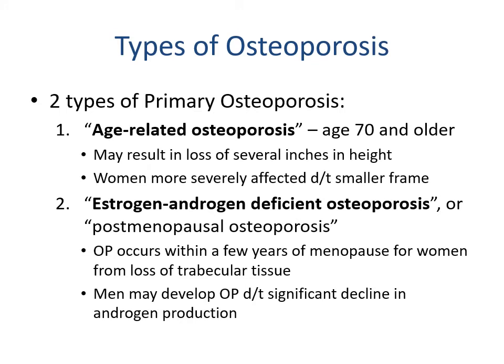Now looking at our two types of primary osteoporosis, we have age-related osteoporosis. This is looking at patients ages 70 and older, and this may result in the loss of several inches of height, and women are more severely affected due to their smaller frame. Now we have estrogen or androgen deficient osteoporosis, or postmenopausal osteoporosis. Osteoporosis occurs within a few years of menopause for women from a loss of trabecular tissue, and men may develop osteoporosis due to a significant decline in androgen production, so low testosterone.